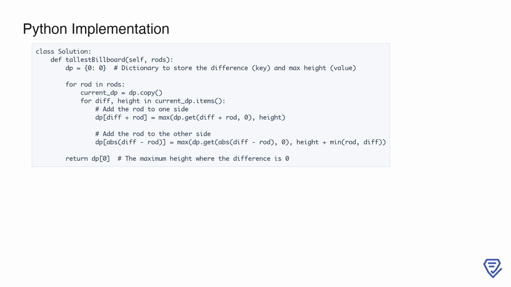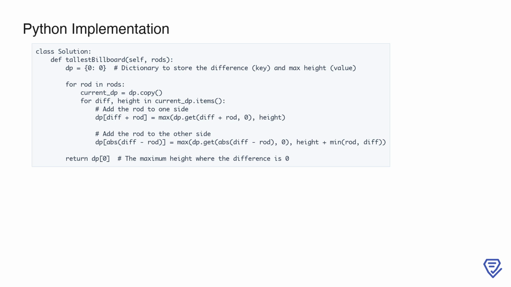The algorithm iterates through each rod in the input list. For each rod, it computes two scenarios for every current state in dp, adding the rod to one side of the billboard or the other. When adding the rod to one side, the difference increases, and when adding to the other, the difference decreases. The dp dictionary is updated to ensure the maximum height is recorded for each difference.